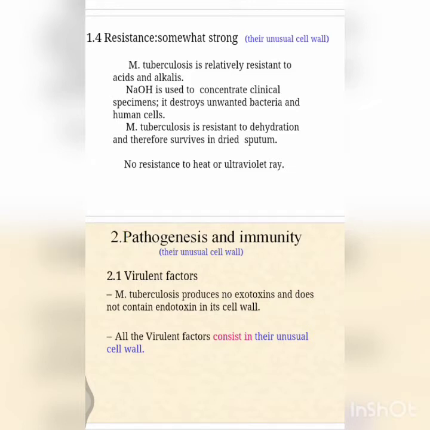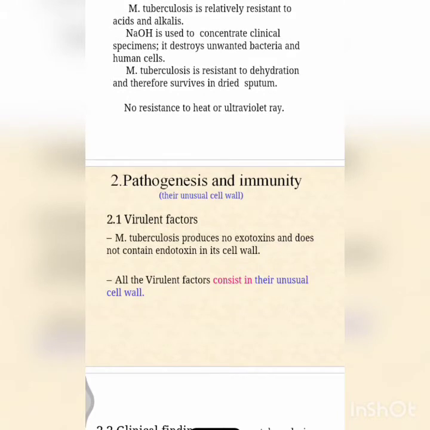Next, why is this cell wall important? Let us understand: acid fastness, impermeability to stains, resistance to acid and alkali, resistance to antibodies and complement in our body, so they can grow efficiently in our body, and slowness of growth by reducing permeation of nutrition to the cell, and the hydrophobic character of the bacteria, because of which they tend to adhere to each other during growth in liquid media. So this is the importance.